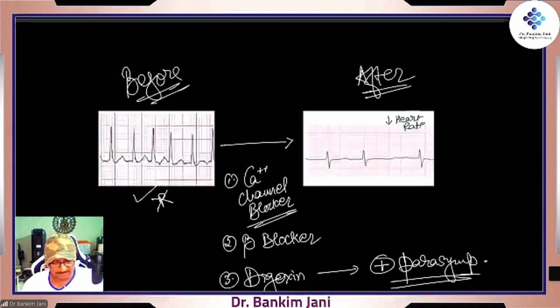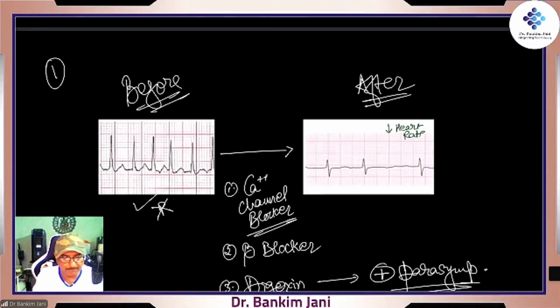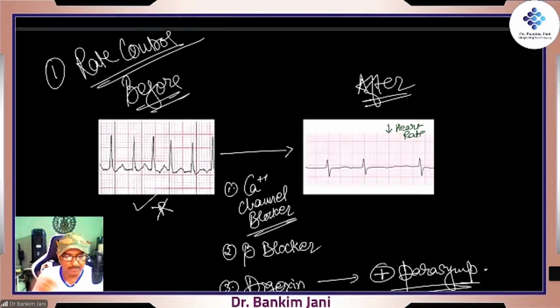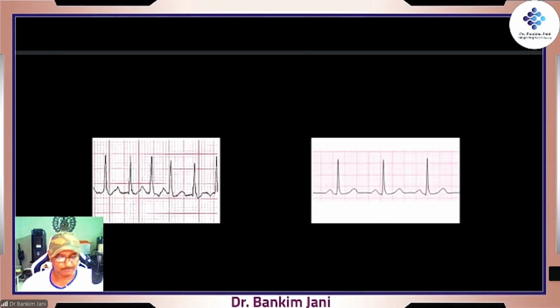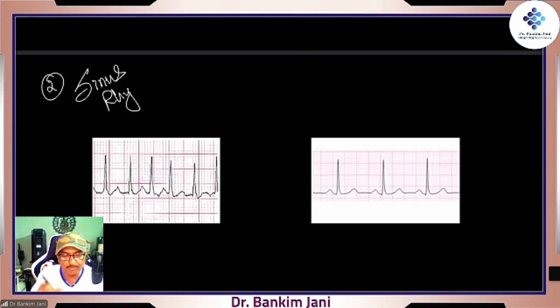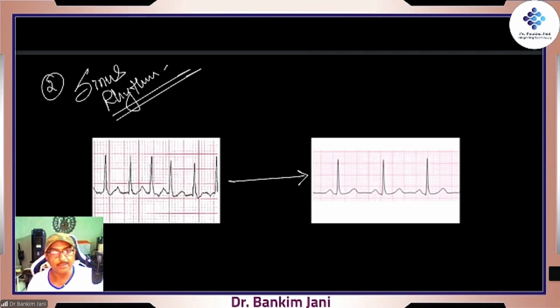This is the blank page. So this is where our purpose is rate control. This is where our purpose was sinus rhythm. Before saving this file, I'll remove those blank pages from it. So sinus rhythm, maintenance of sinus rhythm. We want that sinus rhythm. So how did we do that? It is called cardioversion.